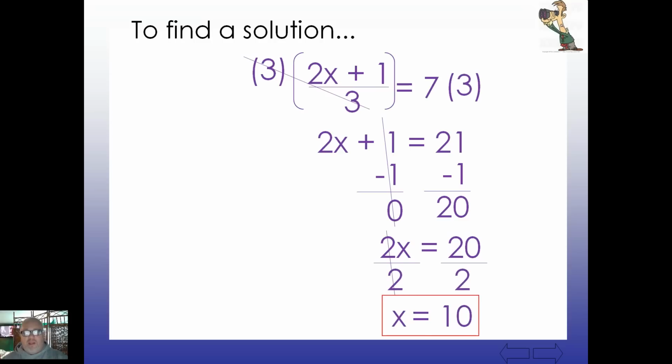So if you plug a 10 back in there, at the very beginning of the problem, you'd end up with 7 on the right-hand side.